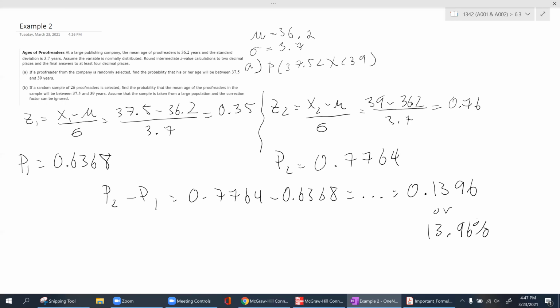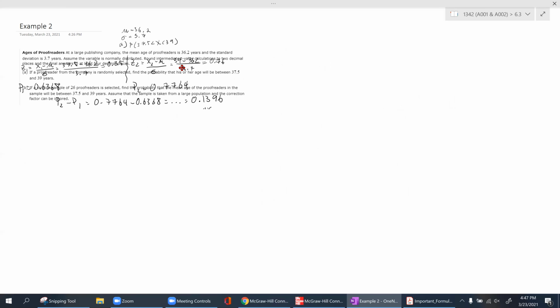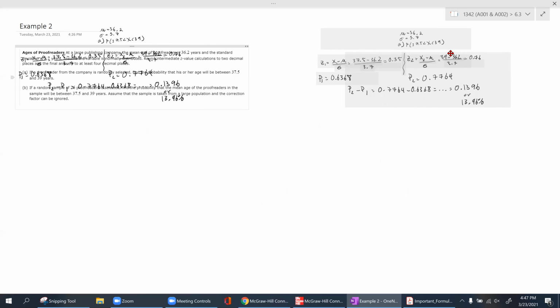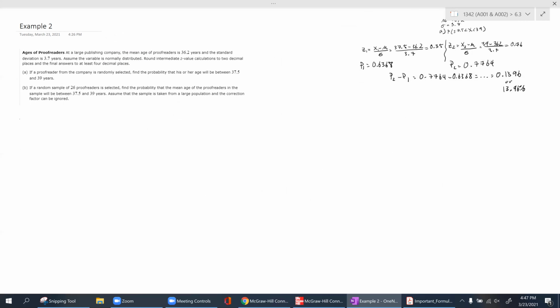So that's the difference between this one, right? In other words, I may still ask you something from the previous two sections in this part here. So this here is part A. For part B, I'm still going to use the same thing that was given, so my mu equals 36.2, and my standard deviation is 3.7.